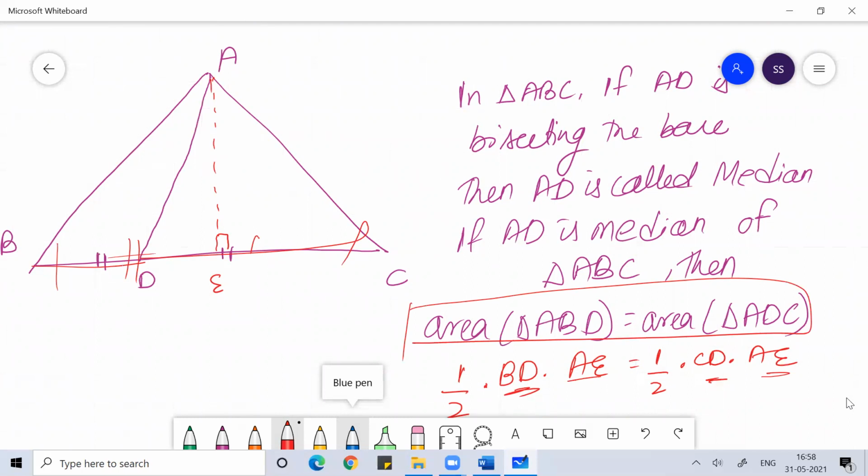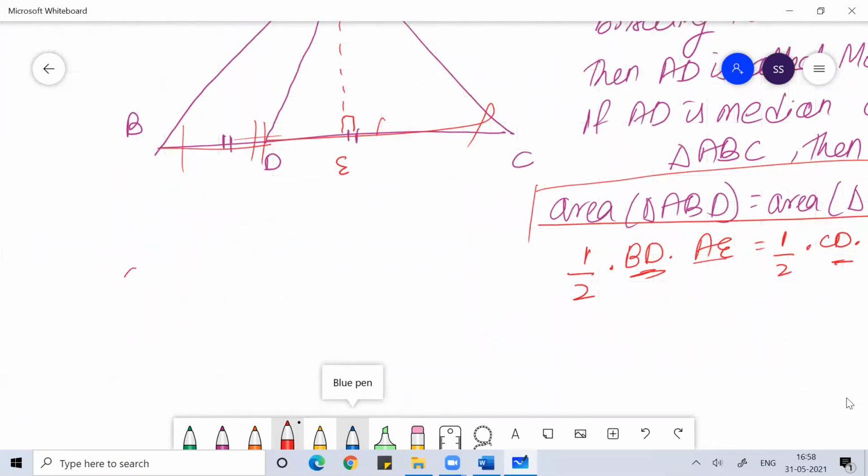Then there's another theorem related to a median that is called the Apollonius theorem. So we'll discuss that in future.